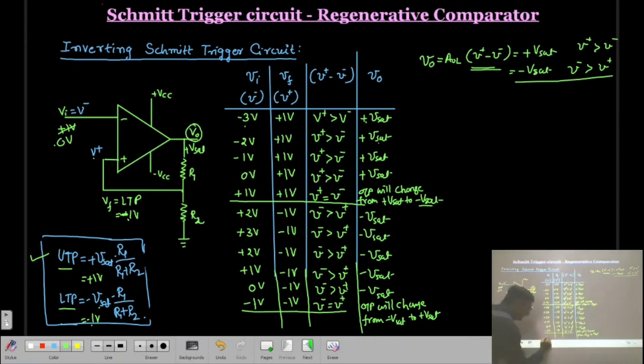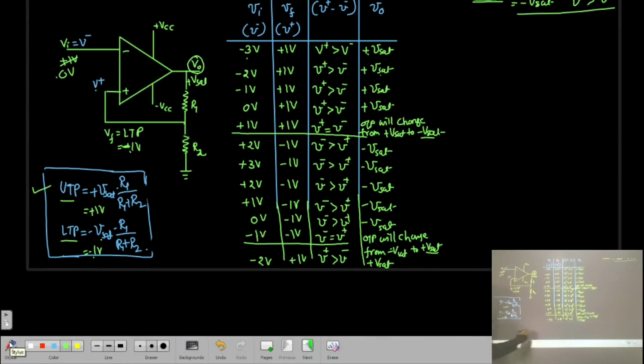So now we applied a minus 2 volt. So now the output is going to the plus V saturation. So my feedback voltage becomes a positive 1 volt. So in that case the V plus is greater than V minus and we have a plus V saturation.